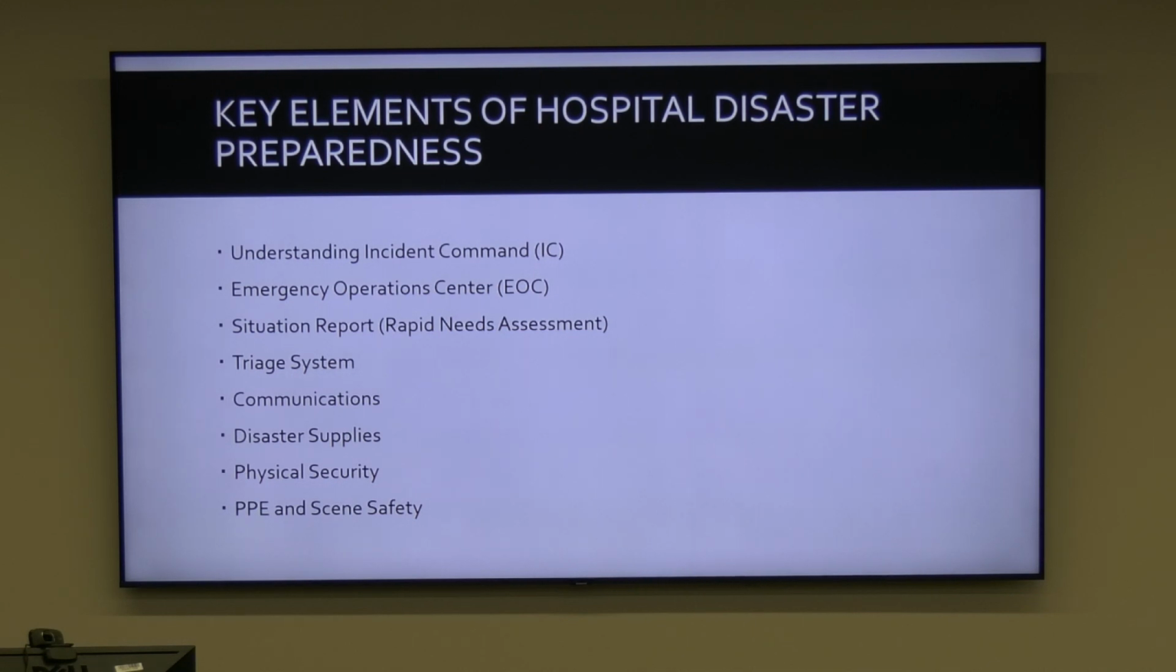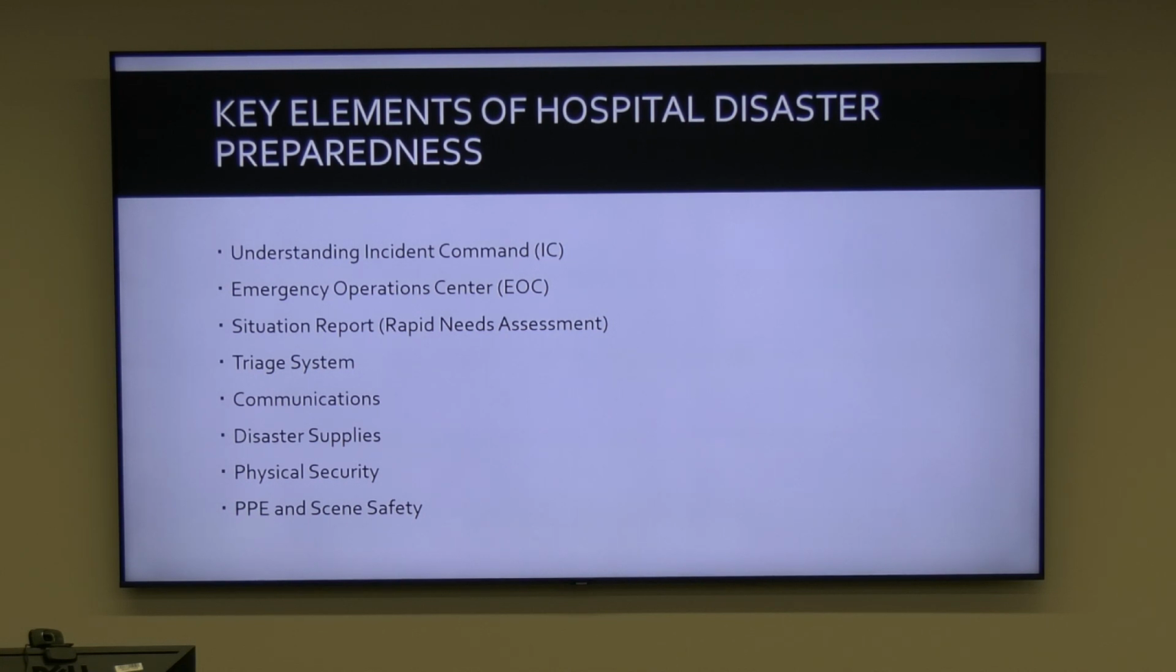Of course, the disaster supplies is very important as well. This includes the blood or the water, anything that a patient needs, basically the available resources that are used for patient care.